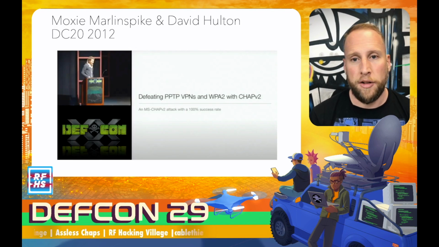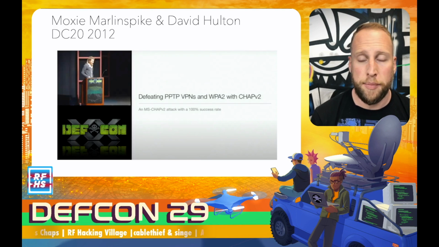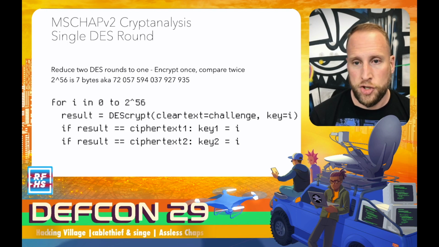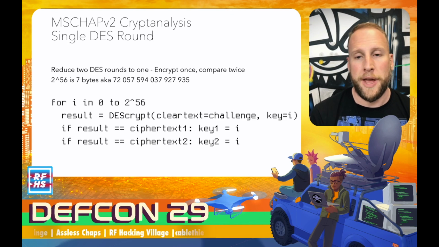In 2012, Moxie Marlinspike and David Hulton's DEF CON talk pointed this out, but they pointed out another cryptanalysis. After they had recovered those 2 bytes, they then iterated through DES's key space, which is 2 to the power 56 because it's 56 bits. So that's very big. And they would encrypt once and compare twice.